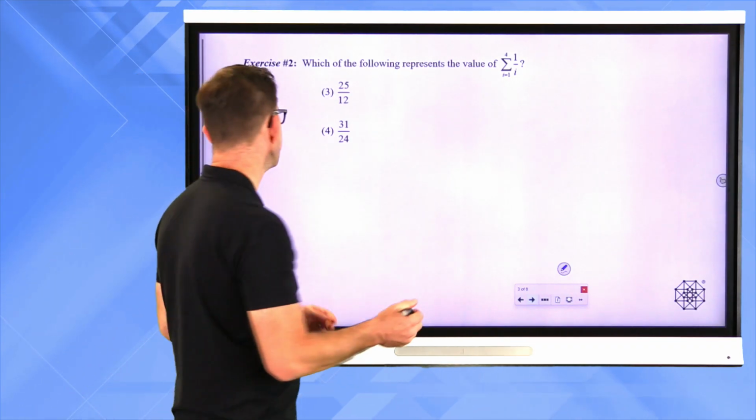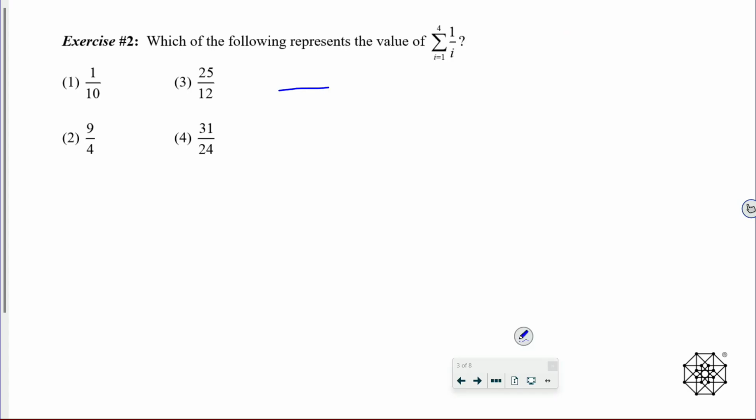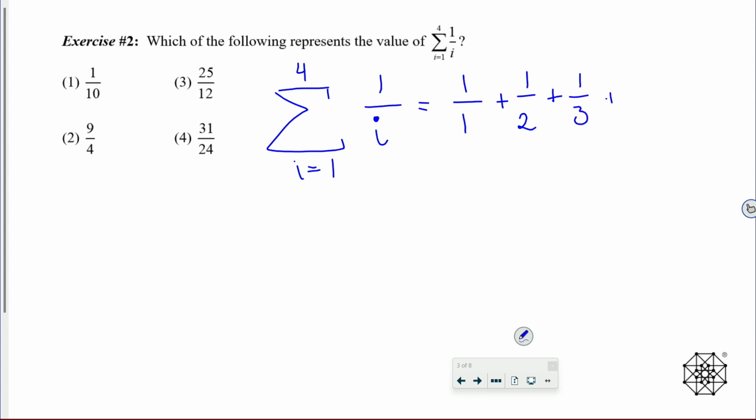All right, well, let's do it. Again, let me write this out a little bit larger. One of the problems with sigma notation is that the index variable ends up being very small. So although on a worksheet it's pretty easy to see, on a video it may not be. So here we've got, starting with i equals 1, 1 divided by 1, then 1 divided by 2, 1 divided by 3, and 1 divided by 4. Obviously that's just 1 plus 1/2 plus 1/3 plus 1/4.